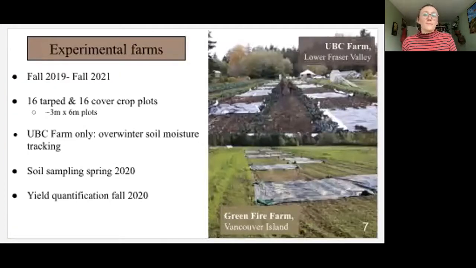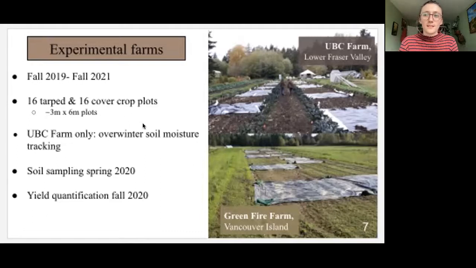So with these objectives in mind, we designed a field study incorporating data from 14 organic vegetable farms across the province. This study is organized as a mother-daughter farm site project. In the experimental trial, we have 2 mother farms, the UBC Farm in the Lower Fraser Valley and Greenfire Farm on Vancouver Island, each of which host randomly assigned plots of tarps and cover crops, 16 of each.